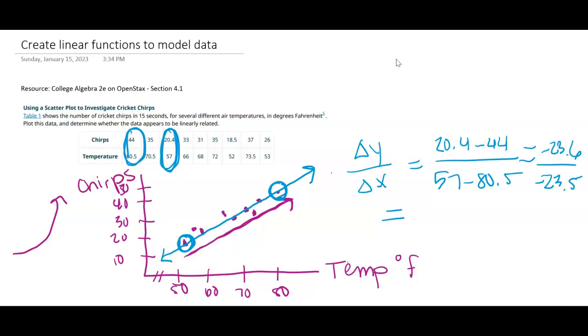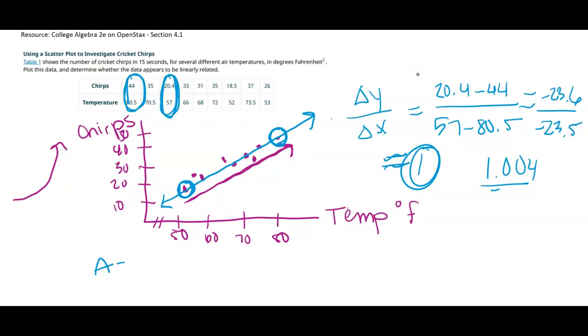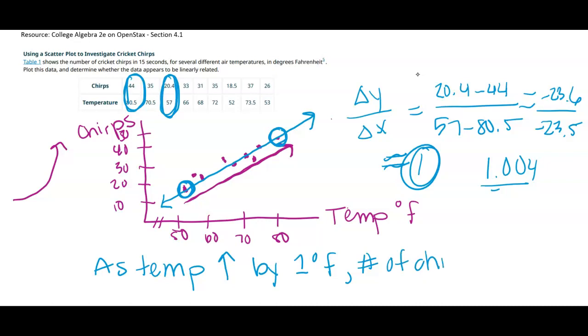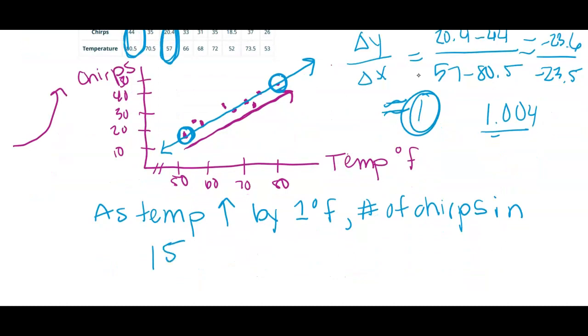Oh goodness, that's pretty close to 1. It's like 1.004. So if I even round to 2 decimal places, I'm just going to say that the slope is 1. So the interpretation of what that means in context is as temp increases by 1 degree Fahrenheit, the number of chirps in 15 seconds increases by 1 chirp.